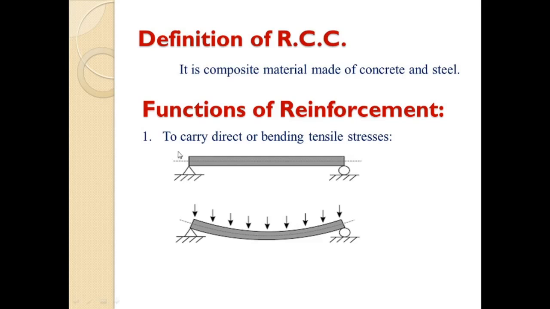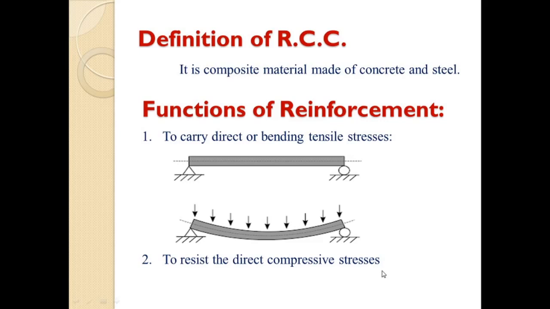So the main function of the steel is what? To carry or to resist the direct or bending tensile stresses. Second one is to resist the direct compressive stresses. So in case of a column, the steel is provided to resist the direct compressive stresses as well as bending stresses, if any.